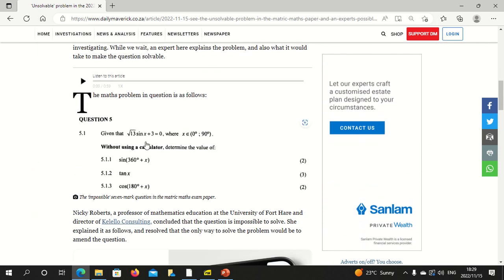So here's the question. Given that the square root of 13 times sine of x plus 3 is equal to 0, where x is presumably inside these 2 points, without using a calculator, determine the value of sine of 360 plus x, tan of x, and cos of 180 plus x for 2, 3, and 2 points.